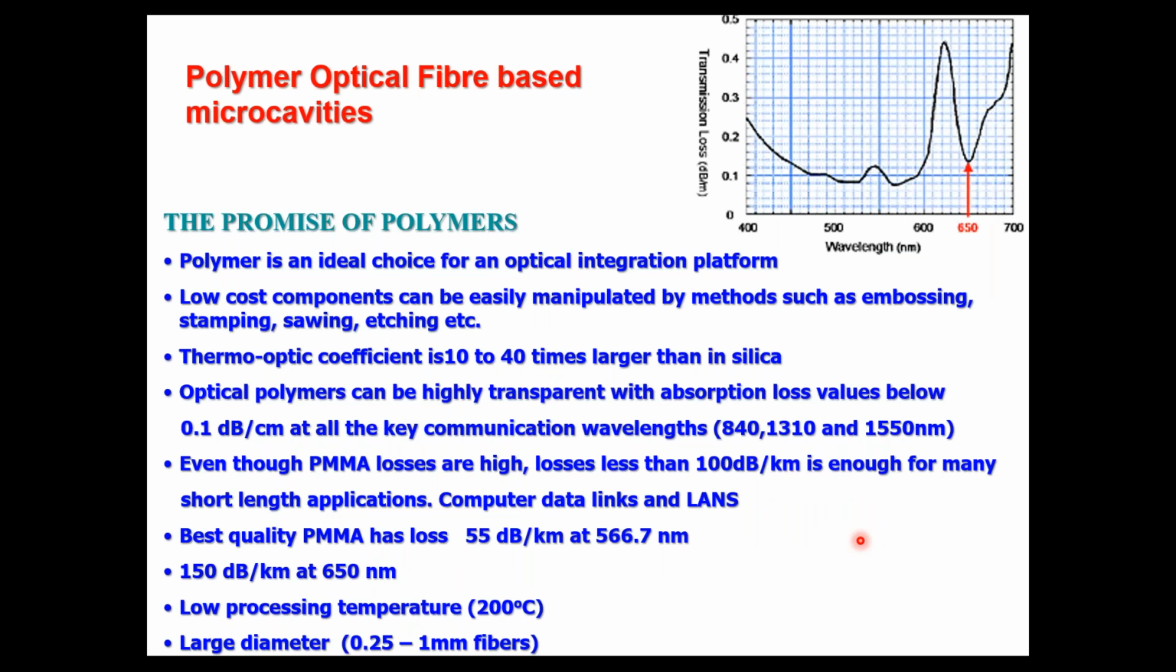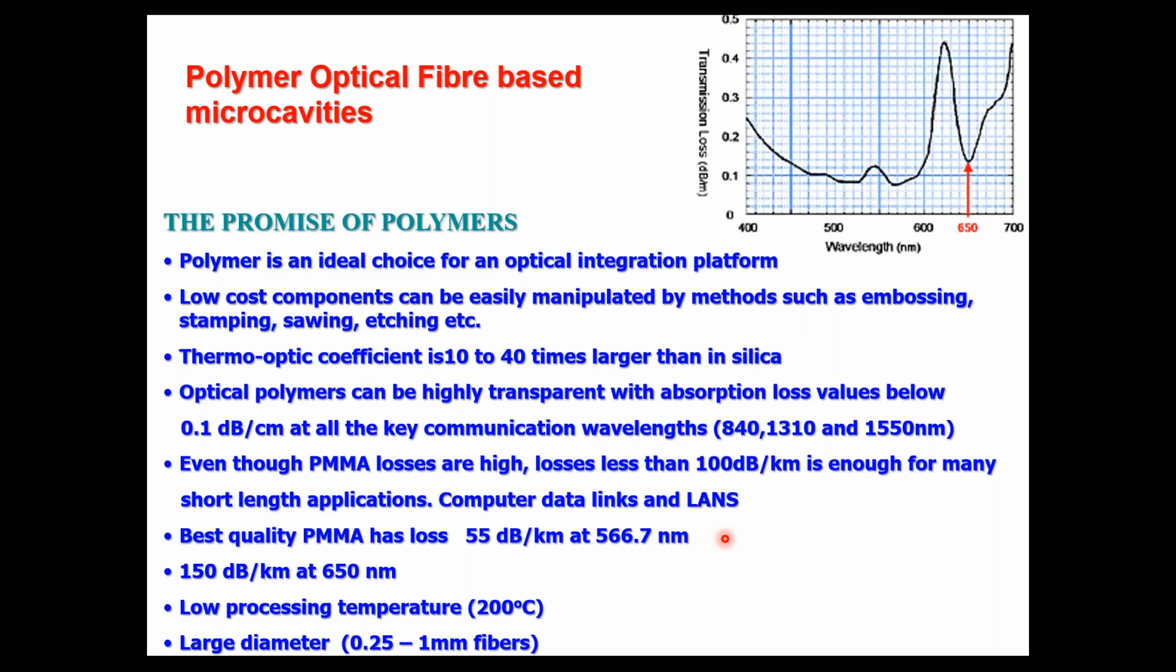So we have seen it is very easy to work with polymers rather than silica. The polymer is an ideal choice for an optical integration platform. It is low cost and can be easily manipulated. There are different techniques like embossing, stamping, sewing, etching, etc. The thermo-optic coefficient is 10 to 40 times larger than that in silica, so it is very easy to work with these kinds of materials.